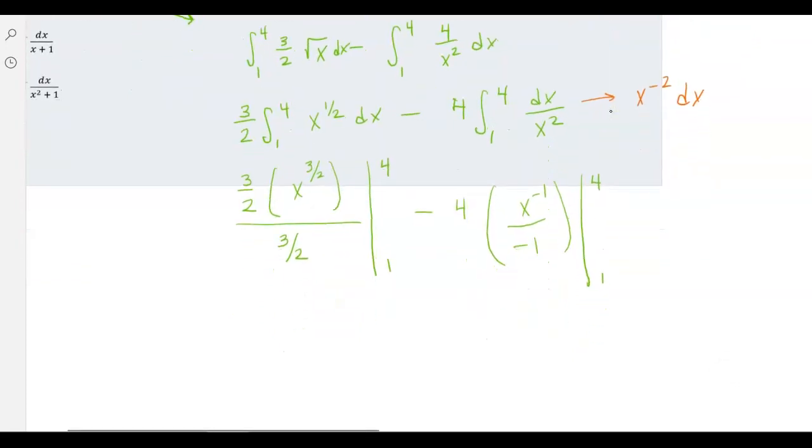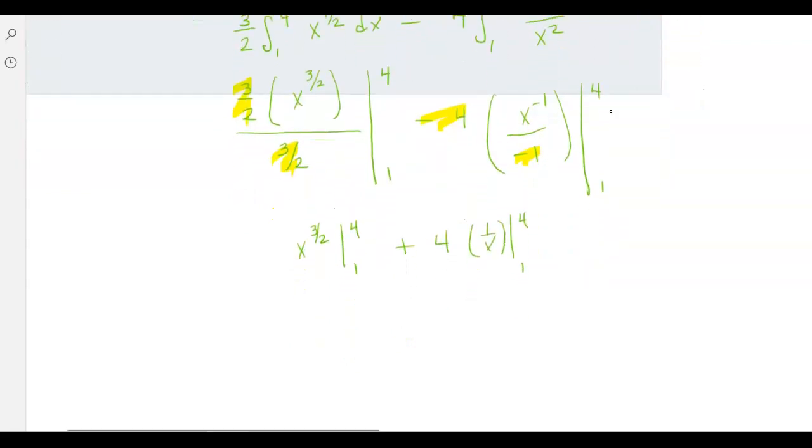Okay, let's simplify this. For the first term, these 3/2 are going to cancel each other, right? So we'll have x to the 3/2 evaluated between 1 and 4. For the second term, the negative and the negative will cancel. So we'll have a plus 4, and then we're taking 1 over x and evaluating it between 1 and 4.